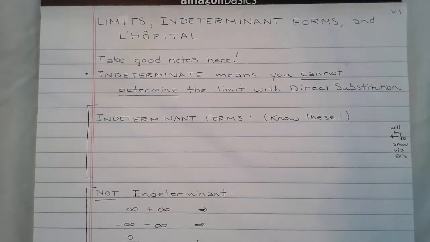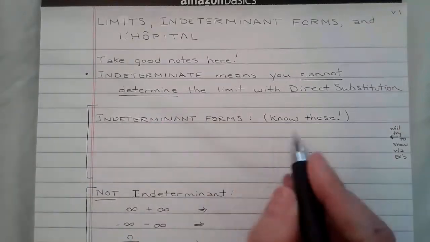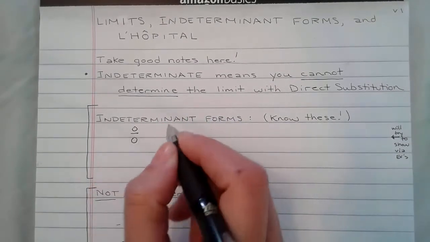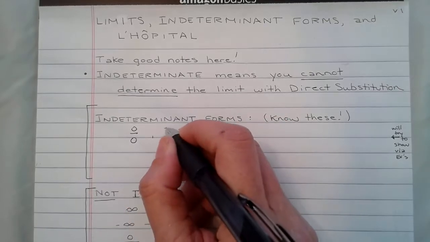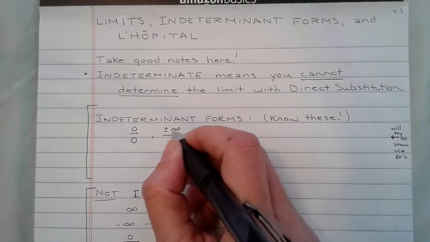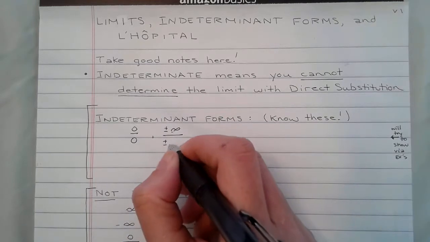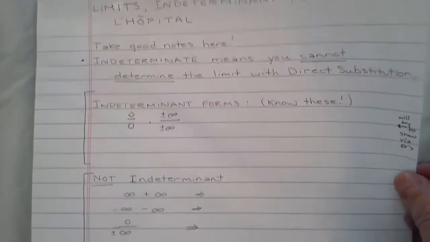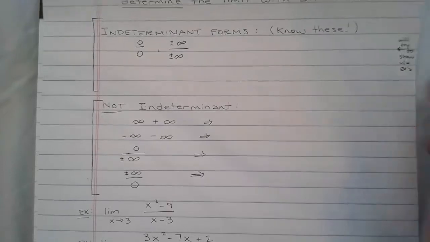And the ones that we used in chapter 2, when we used direct substitution to evaluate a limit, if we got 0 over 0, or any kind of positive or negative infinity over a positive or negative infinity, right? Those are the indeterminate forms. And we said, hey, when I get those, I have to find another way. And then I want to make sure that we understand what is not indeterminate.